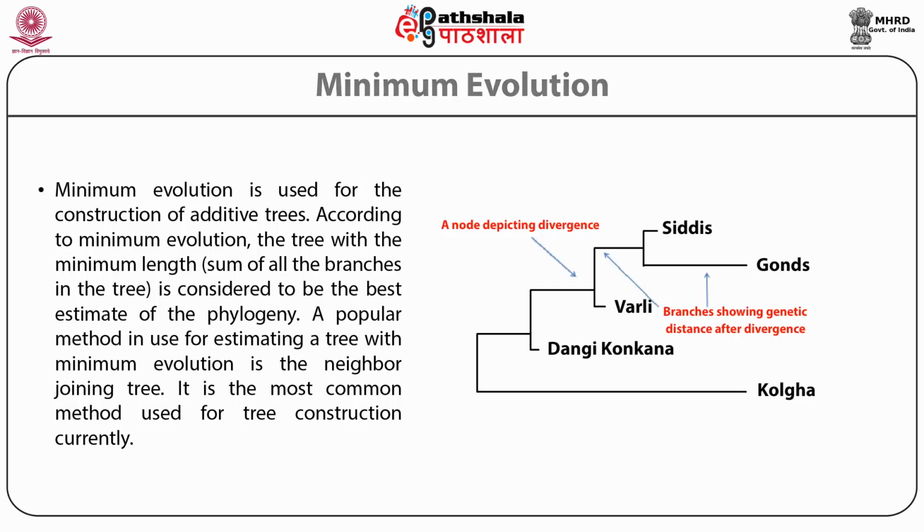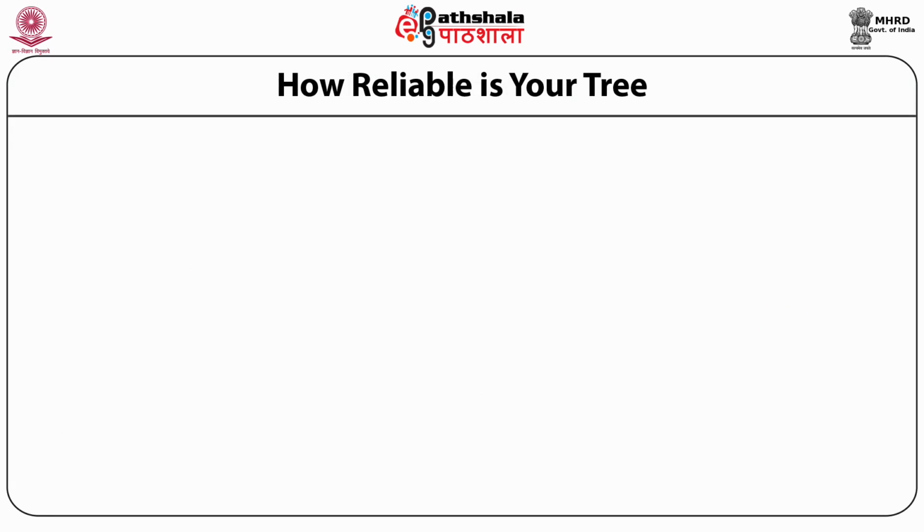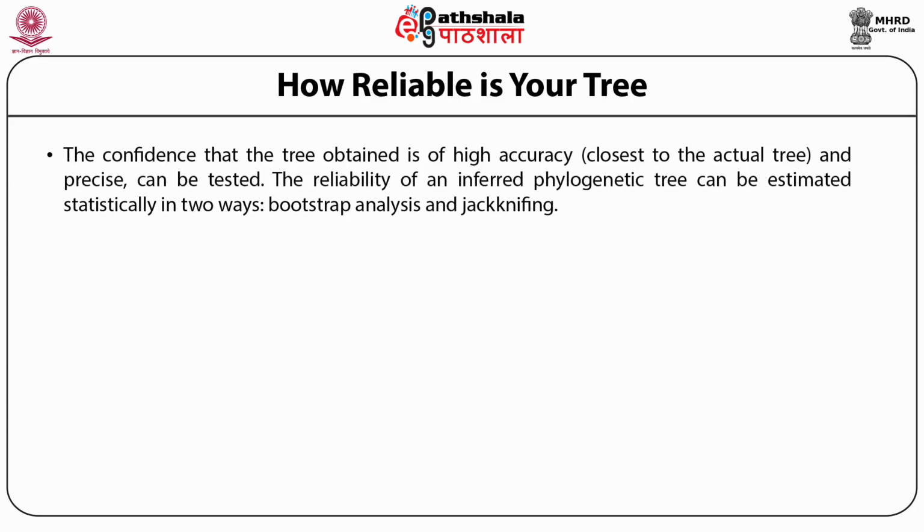The node shown in this figure is a hypothetical ancestor of Varli, Siddhis and Gond tribes from which these groups have diverged. Now, how reliable is your tree? The confidence that the tree obtained is of high accuracy, closest to the actual tree and precise, can be tested. The reliability of an inferred phylogenetic tree can be estimated statistically in two ways. The first one is bootstrap analysis and the second one is jackknifing.